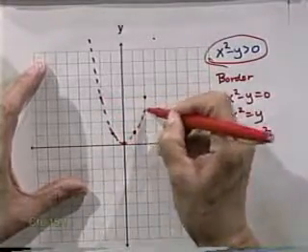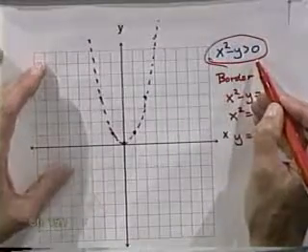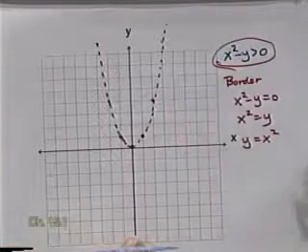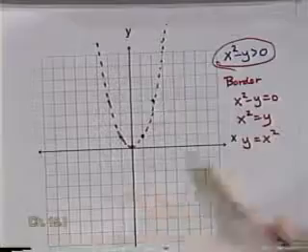So my border is going to be dotted. We're not including the border because the border would make x squared minus y equal to 0, and I would be taking the natural log of 0, which is undefined. And now we have to decide, are we shading in this part, or am I shading in this part?